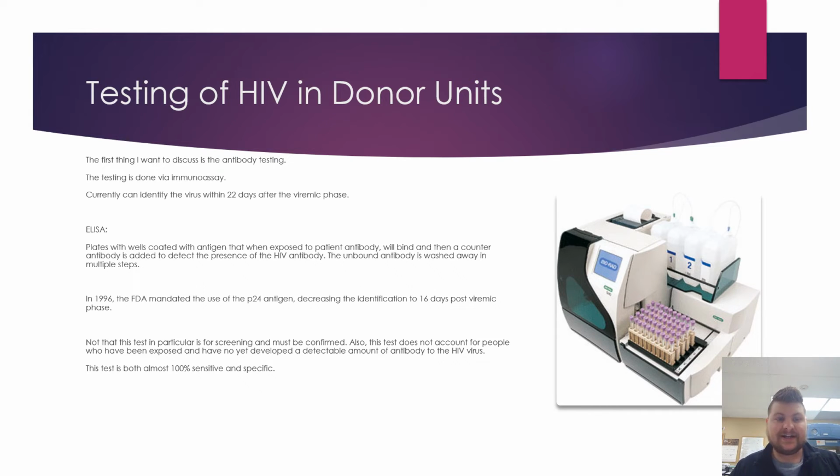And then in 1996, the FDA mandated the use of the P24 antigen, decreasing the identification to 16 days post-viremic phase. And note that this test in particular is for screening, and it has to be confirmed. This is not your confirmatory. Also, this test does not account for people who have been exposed and have not yet developed a detectable amount of antibody to the HIV virus. It's almost 100% sensitive and specific. It is a very good test.